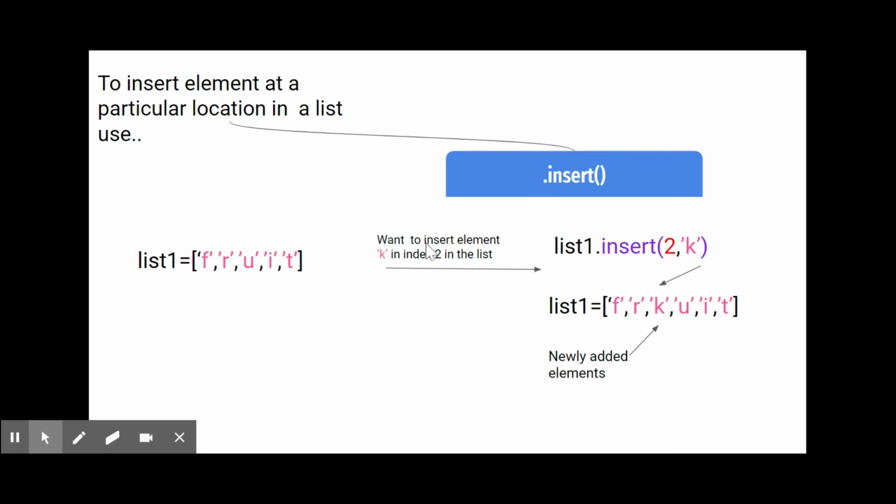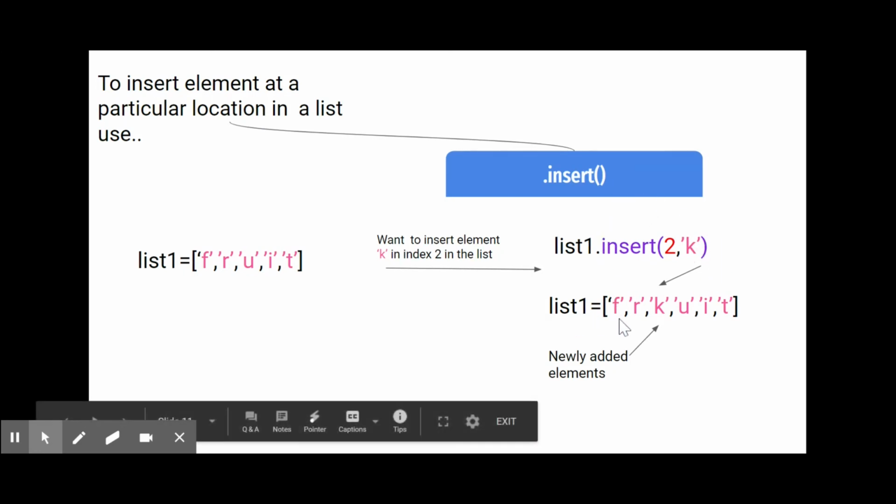Here, if you see, I want to insert element k, but I want to insert it in index 2. So how will I do that? I will specify the name of the list, specify the function insert, this 2 is the index where I want to put my k, and the k is the element that I want to insert inside the list. So what will be the answer? It will be fr, but you can see k. So 0, 1, 2. In the second index, earlier I had u, but now I have k, and the other elements are pushed to the right.